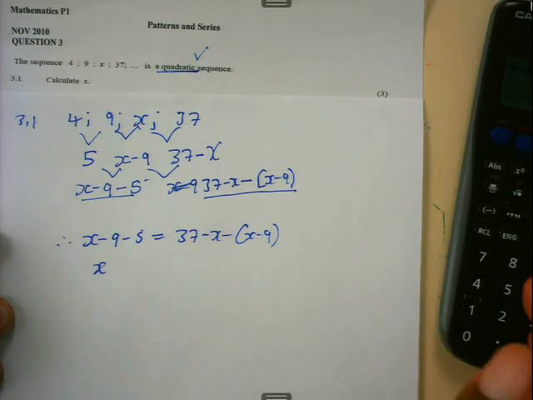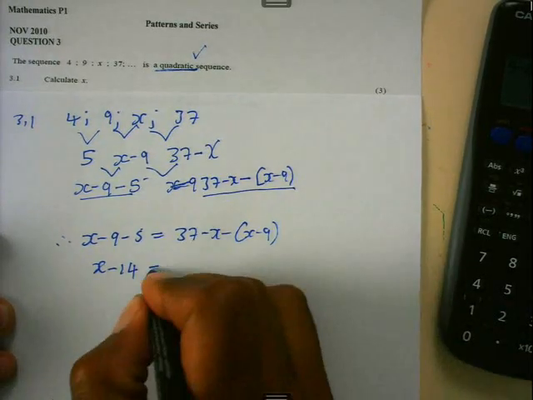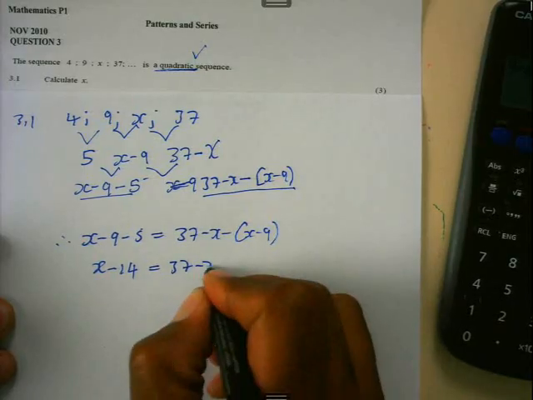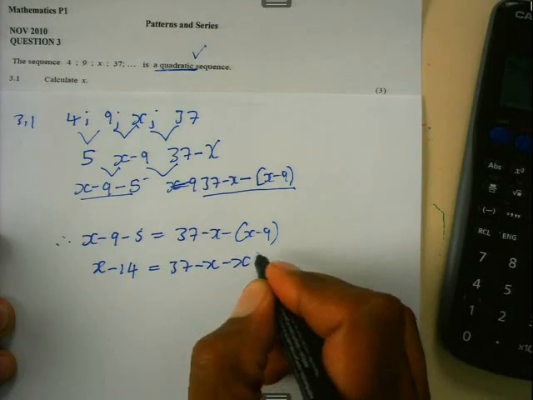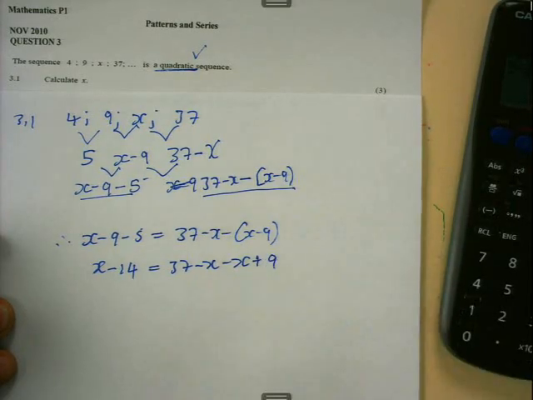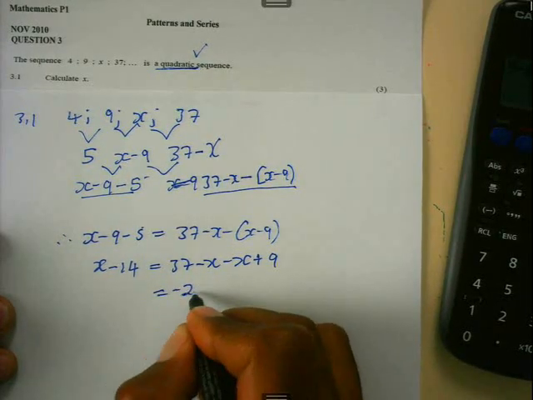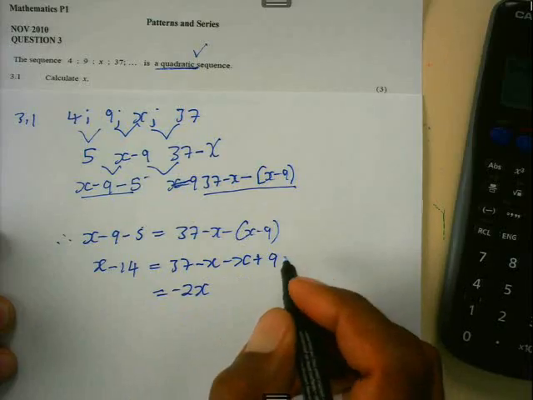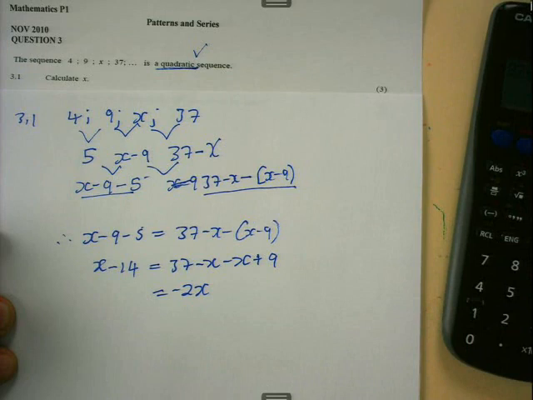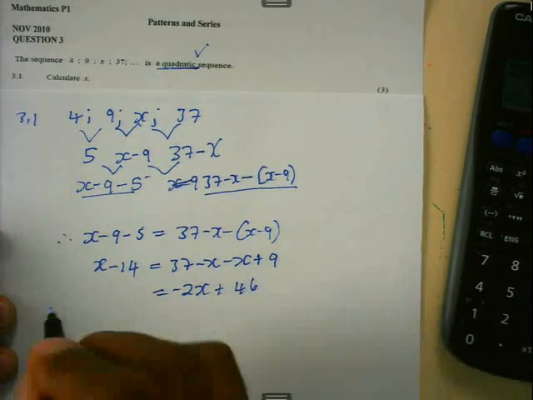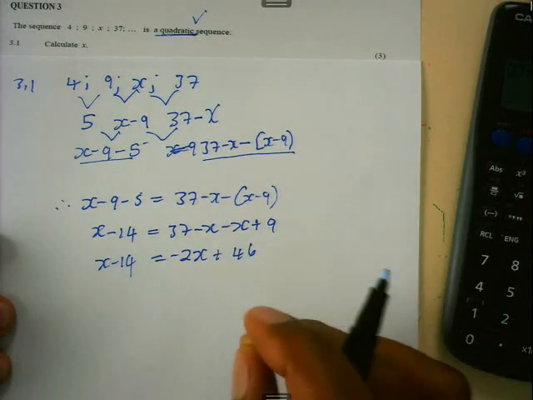That is x minus 9 minus 5. Of course, it is minus 14 is equal to 37 minus x. Negative times positive is a negative x. Negative times negative will be positive 9. Of course, now we collect like terms. Minus x, it's a minus 2x. 37 plus 9, of course, will be 46. That is a positive 46. It's x minus 14. Then from here, we have the linear equation.